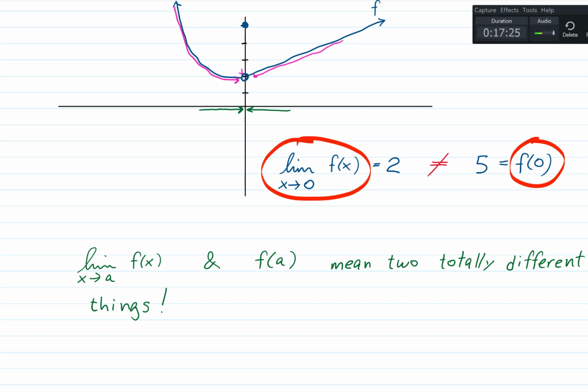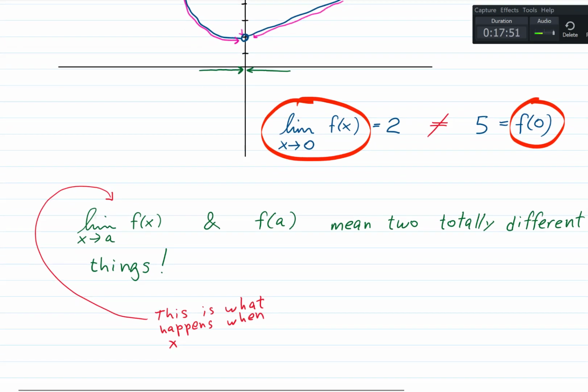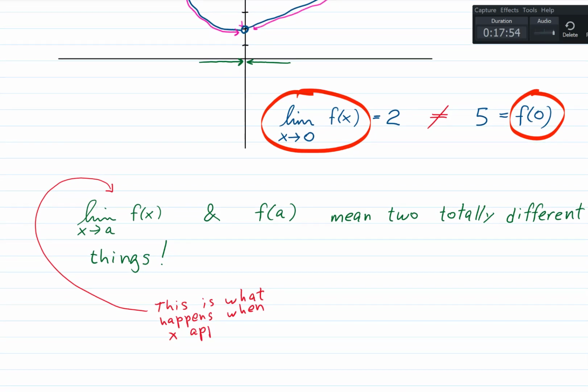Okay, this one here is what happens when x approaches a, not when x reaches a. See, two different things.